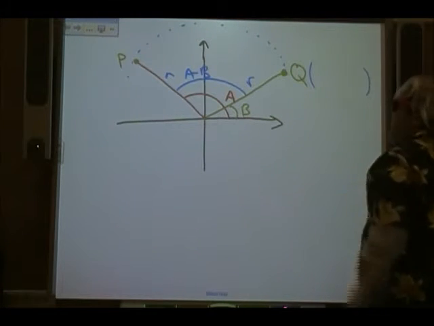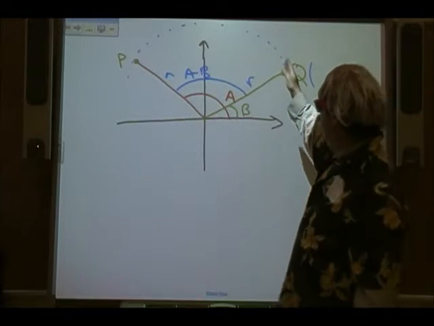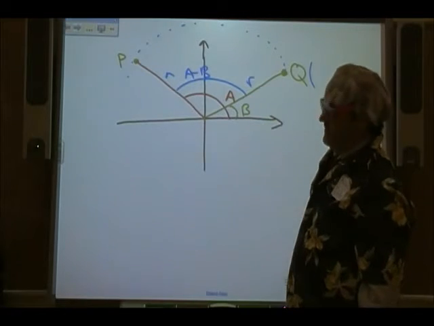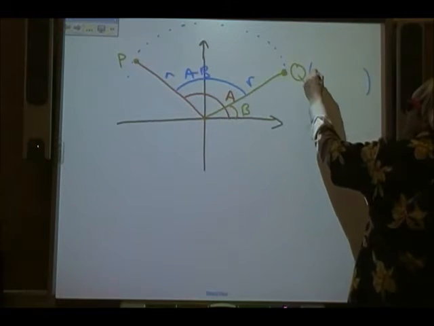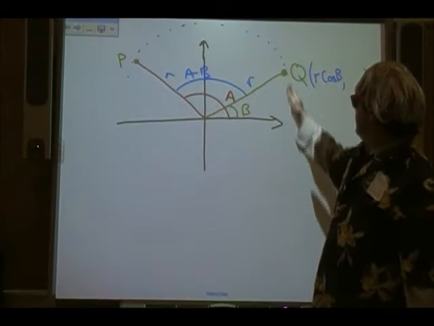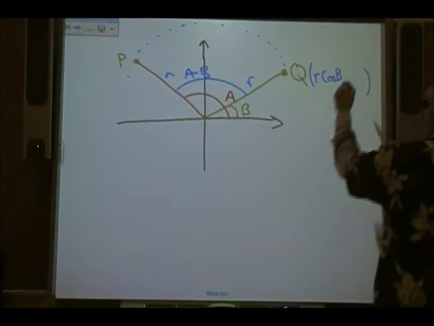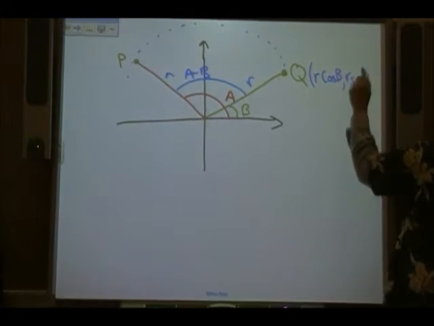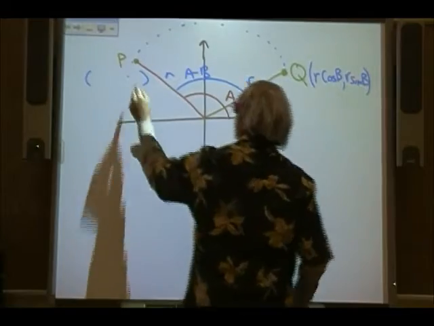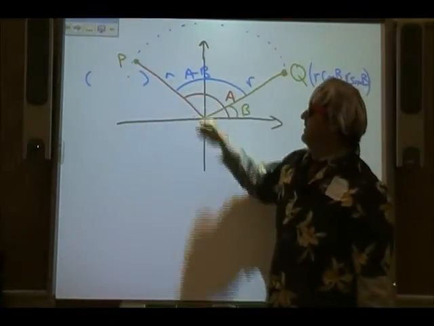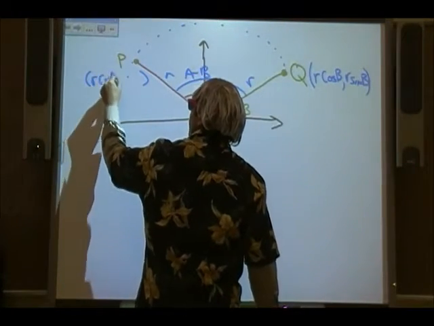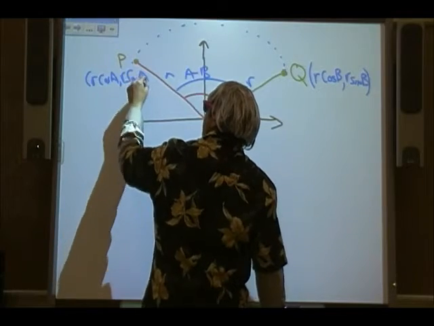Well, the x part deals with cosine, right? So this is going to be cosine B is x over r. Okay, so then the x is r cosine B. And the y is going to deal with the sine, so the y is r sine B. Same thing over here for these coordinates, but instead of angle B, you're going to use angle A. So this is r cosine A and r sine A. Okay?